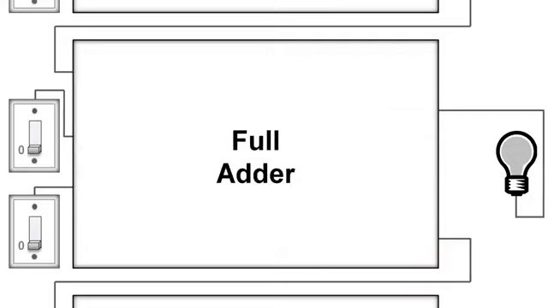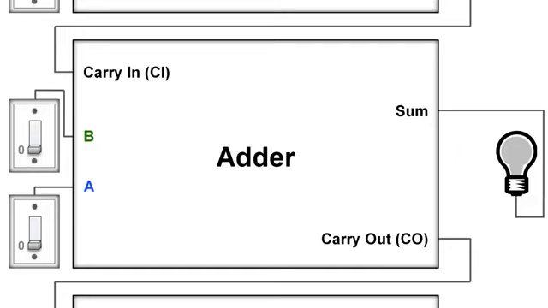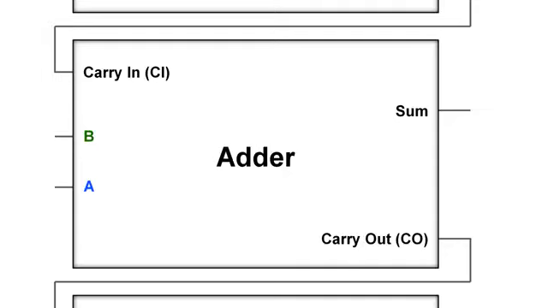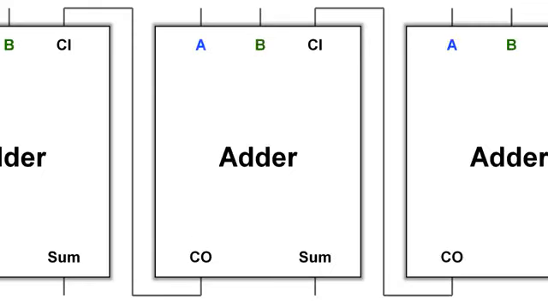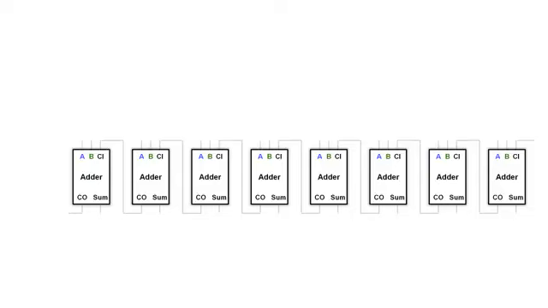Now let's just focus on the full adder as a unit, which we'll just call an adder from this point on. And let's label the wires. We'll use A and B to represent the input from our 2 switches, and sum to represent the wire to the light bulb. Now let's remove the switches and the light bulb, turn the adder on its side, rearrange our labels, and then zoom out.